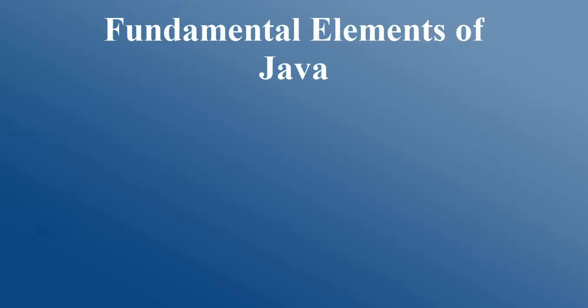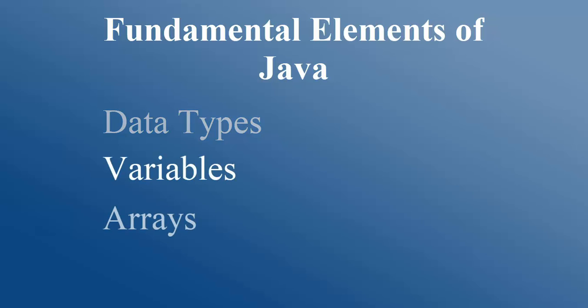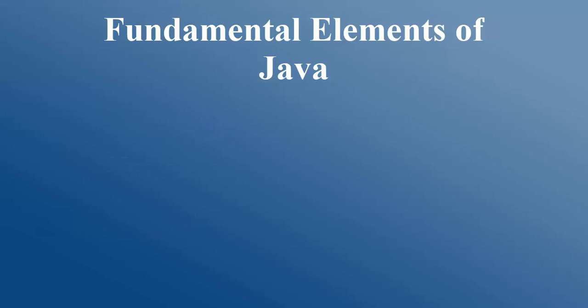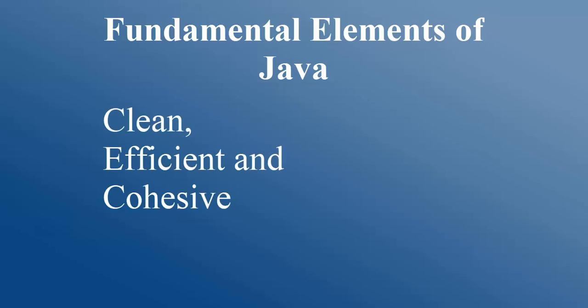Now in the next few video tutorials we will examine three of Java's most fundamental elements, which are data types, variables and arrays. As with all modern programming languages, Java supports several types of data. You may use these types to declare variables and to create arrays. As you will see, Java's approach to these items is clean, efficient, and cohesive.